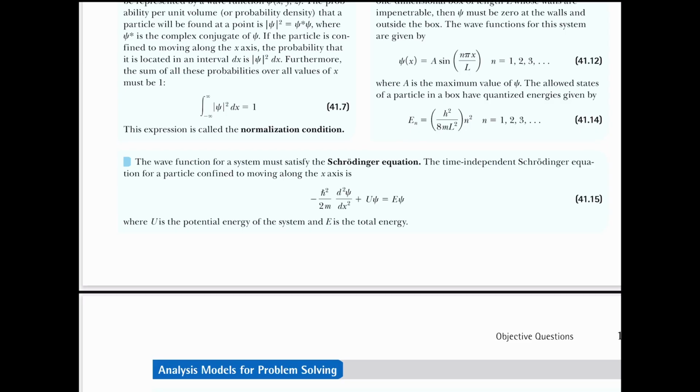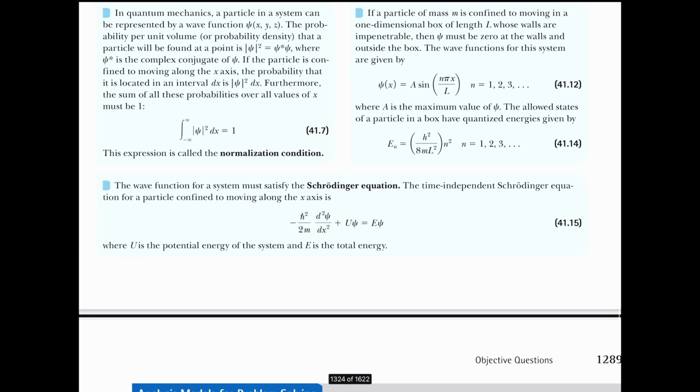The wave function for a system must satisfy the Schrodinger equation, the time-independent Schrodinger equation for a particle confined to moving along the x-axis is, and then they give you this crazy looking equation here. It's an equation because there's an equal sign here. There's something on this side of the equal sign, and there's something on this side. And they tell you U is the potential energy of the system, E is the total energy.